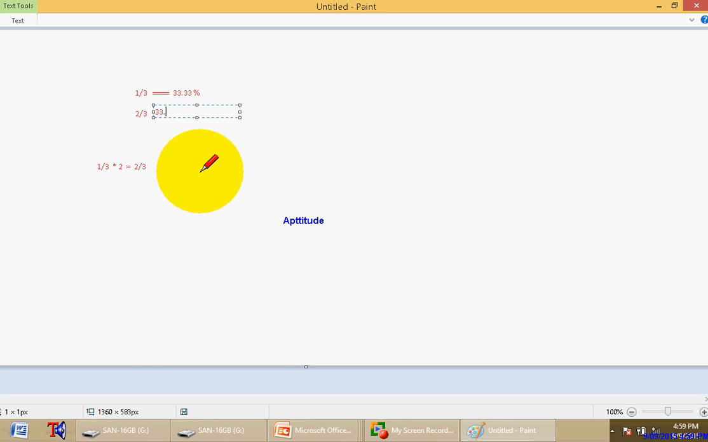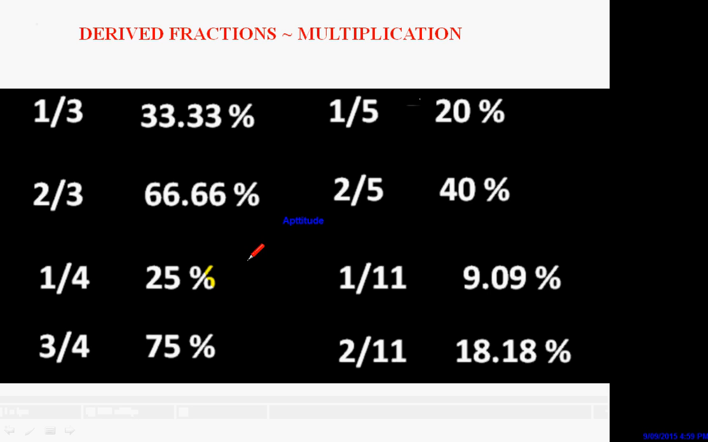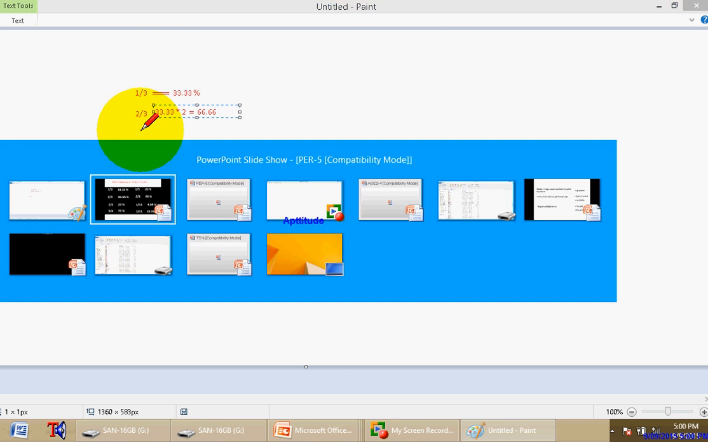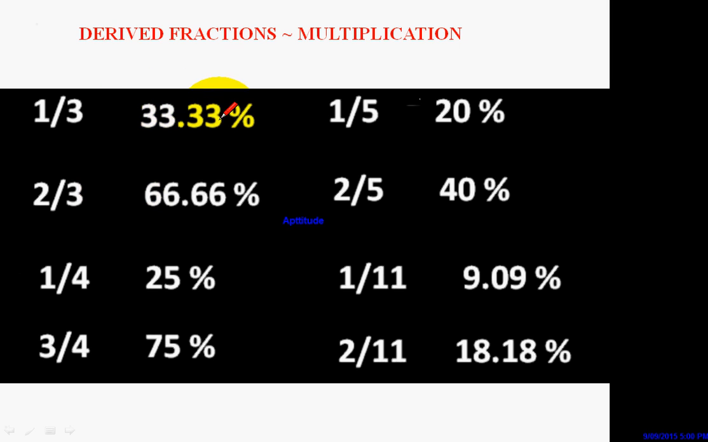So you multiply 33.33 by 2, which is equivalent to 66.66. So now the value of 2 by 3 is 66.66. This is how we get it: 1 by 3 is the base fraction, equivalent to 33.33, and from the base fraction we can calculate the value of the derived fraction. 1 by 3 multiplied by 2 gives 2 by 3, so multiply 33.33 by 2 and you get 66.66. Clear? The rest are all the same.